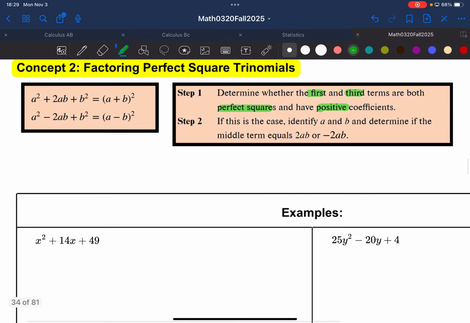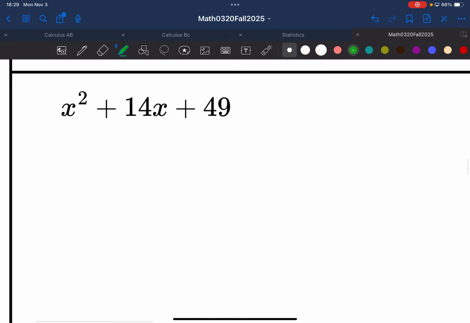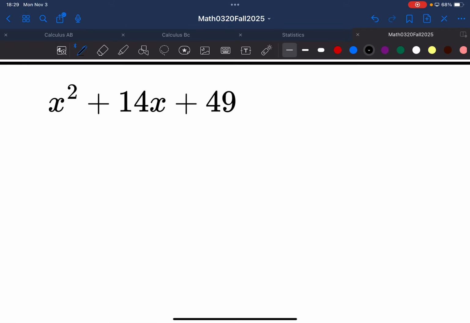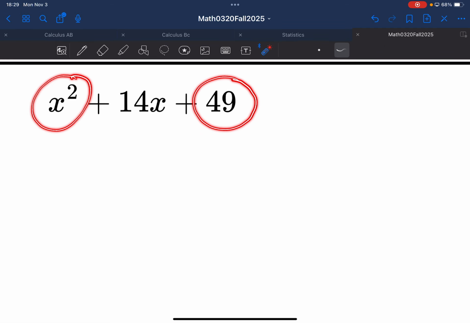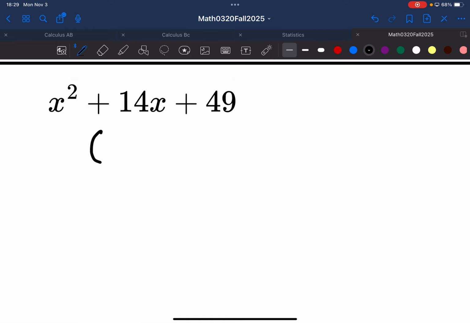Okay, so looking at this first example, remember our first step is to look at the first and last term. So we're looking at this term and this term. Can we take the square root of these terms? Yes. And then we look at the middle term. Is the middle term positive or negative? Positive, which means I am going to have 1 parenthesis, with a plus in the middle and it being squared. And this first term here is going to be A, and this second term is going to be B.